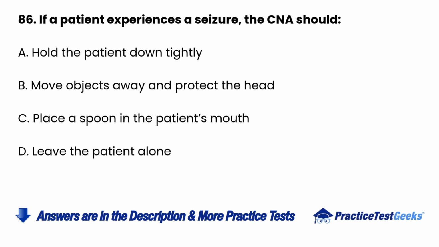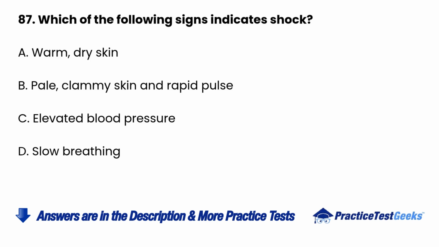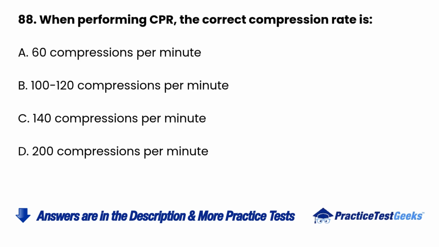Hold the patient down tightly. B. Move objects away and protect the head. C. Place a spoon in the patient's mouth. D. Leave the patient alone. 87. Which of the following signs indicates shock? A. Warm, dry skin. B. Pale, clammy skin and rapid pulse. C. Elevated blood pressure. D. Slow breathing. 88. When performing CPR, the correct compression rate is: A.